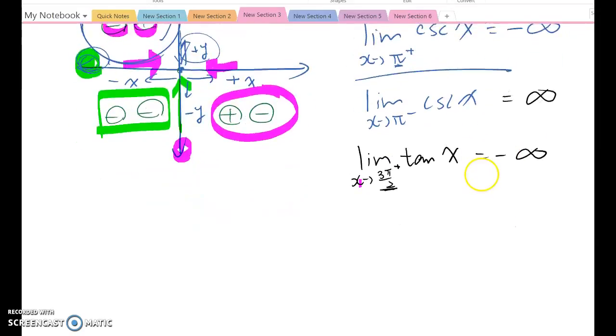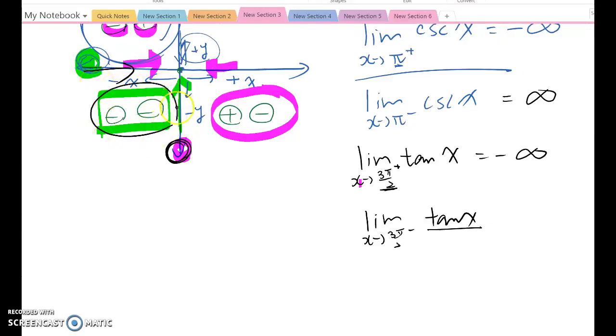But if the question was limit x moves to 3 pi over 2 from the negative side of tangent x here, then 3 pi over 2 is still located right here, and tangent is based on cosine from the negative side, which means this direction, right? Then it indicates here. Minus over minus becomes positive infinity. So you can determine one-sided limits using the quadrant signs.